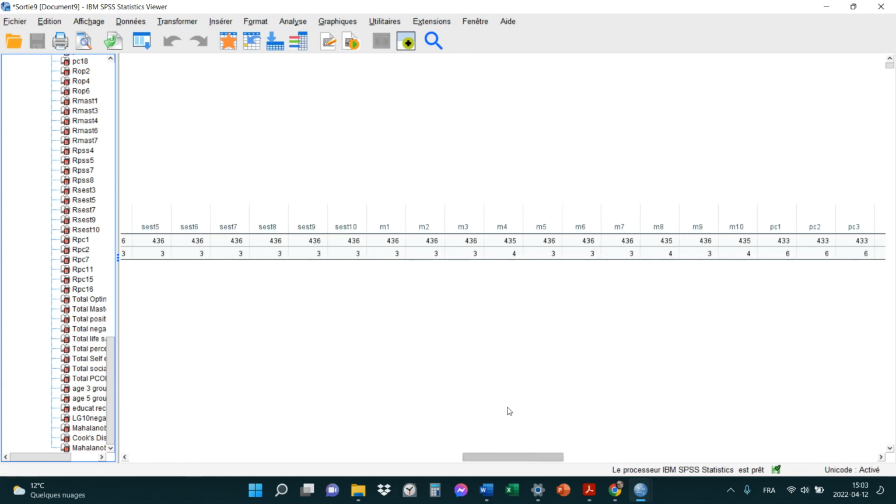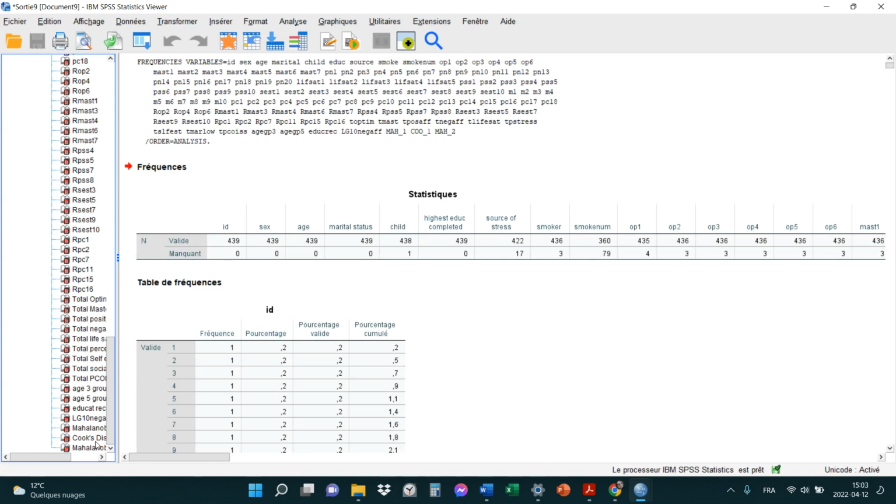Et c'est une très bonne idée quand on a une base de données pour la première fois de regarder où sont les données manquantes parce qu'il va falloir faire quelque chose avec ces données manquantes. We're going to have to do something with that missing data.